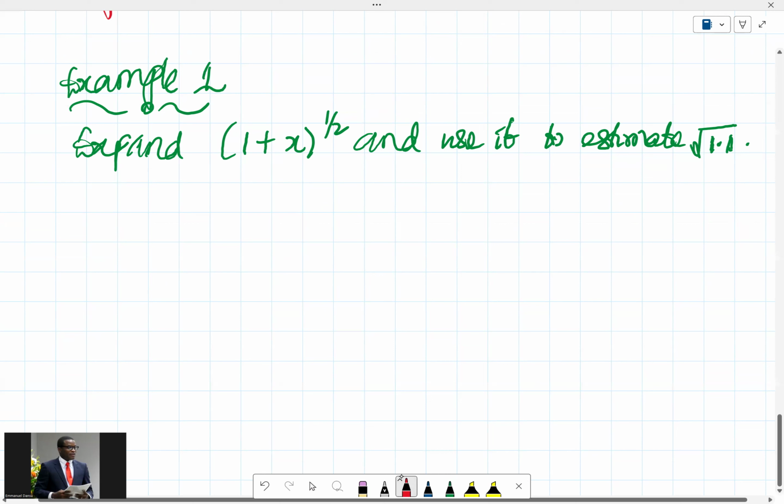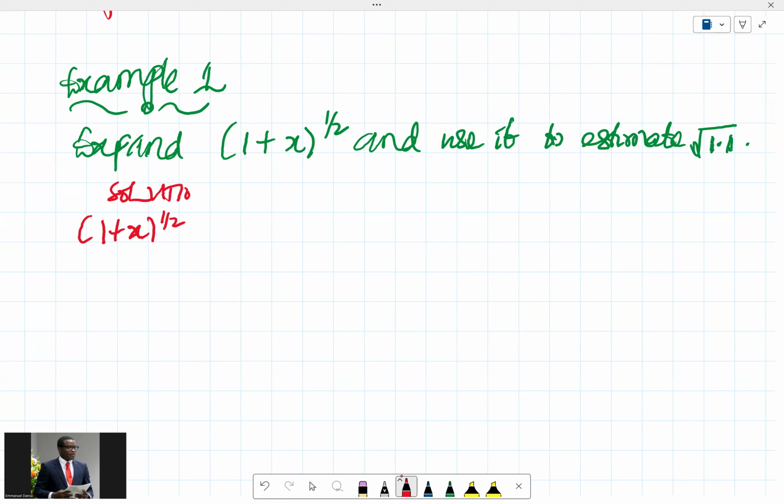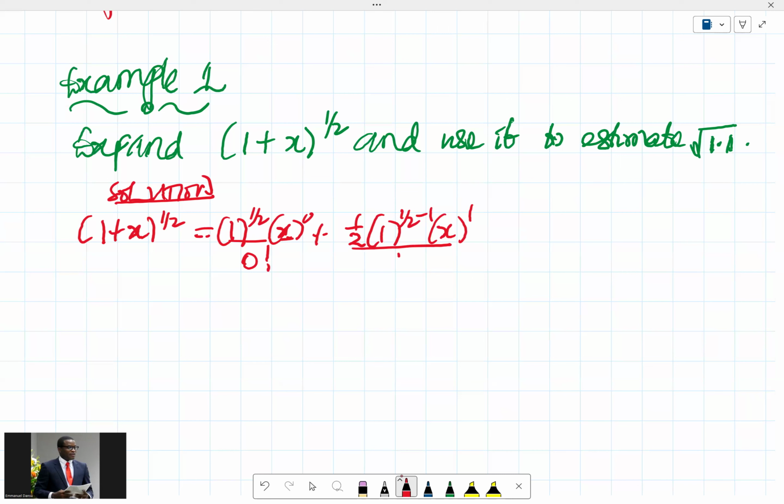Now, from what we have already, this is (1 + x)^(1/2), the solution now. So that means, based on what we had there, we are going to have 1 raised to the power half, then x raised to the power 0 all over 0 factorial. Plus, next, the power half comes down, so you have half into 1 raised to the power half minus 1. That's half minus 1. x raised to the power 1 all over 1 factorial.